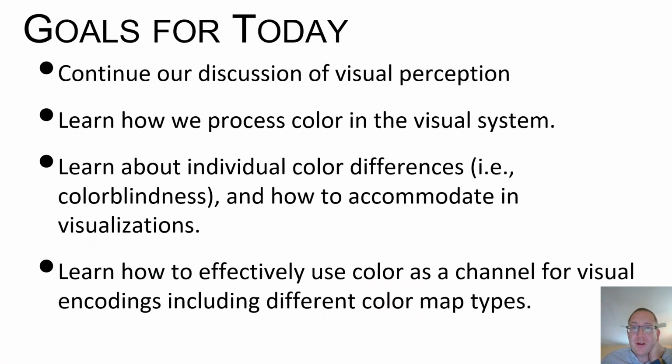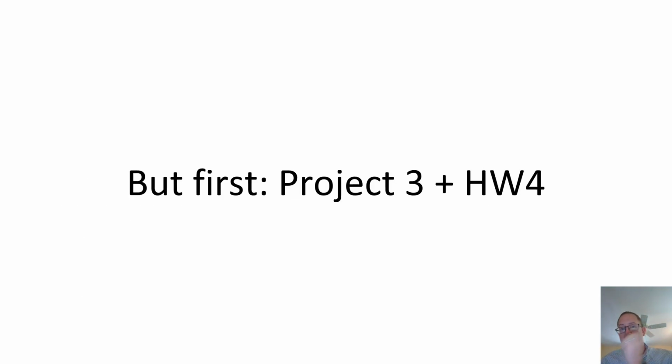So first of all, we're going to look at more visual perception. We're going to look at color in particular, and how do we accommodate color blindness, for example, in our visualizations or any kind of way we're presenting our data. And we're going to figure out how to effectively use our color channel, how it maps to different colors, different things. But first, I want to talk about Project 4 and Homework 4.